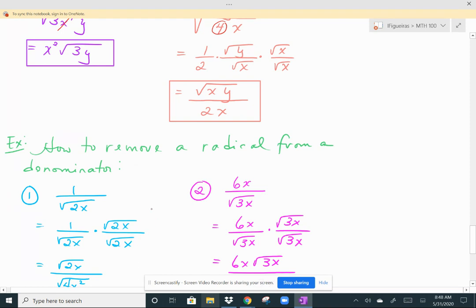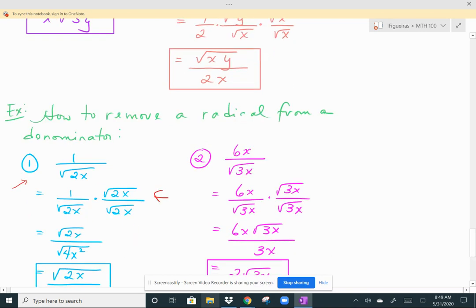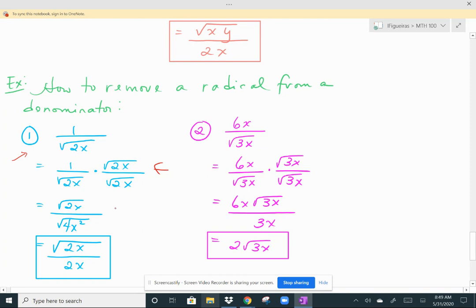So here's another example. I need to simplify 1 over root 2x. Again, that root 2x can't be there, so multiply numerator and denominator by root 2x. That gives me root 2x over root 4x squared. If you don't want to write this step, that's fine, because root 2x times root 2x is just 2x. So your final answer is root 2x over 2x.